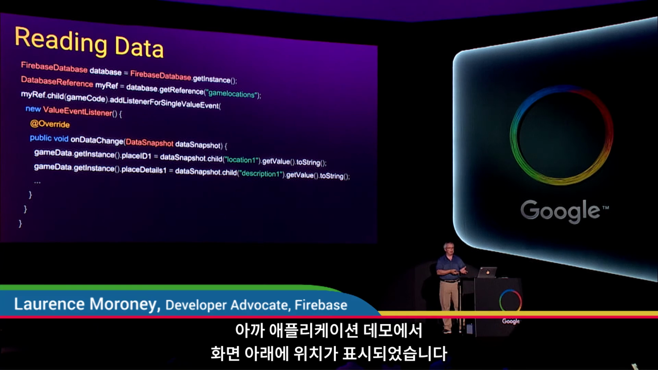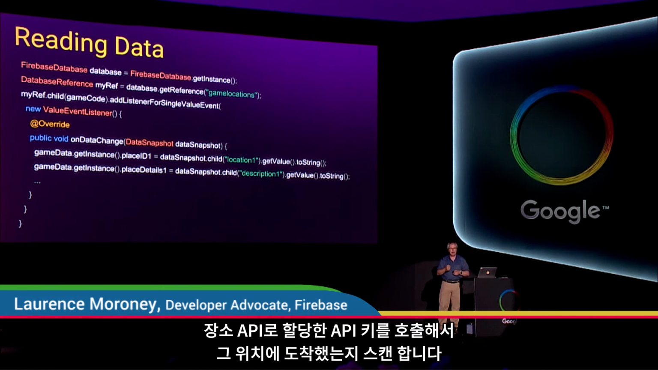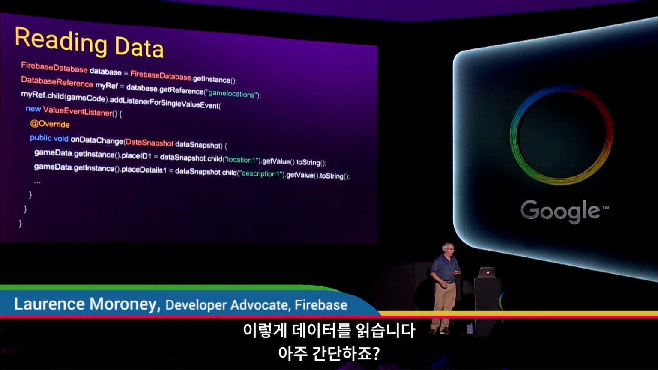So using it in my application, as you saw when I was demonstrating it, it showed the location at the bottom of the screen, and then for the Places API key for that specific location, I can use the Places API, call that, and ask it, am I at this location, yes or no? And as a result, this is all I have to do to read my data. It's pretty simple, right? Pretty straightforward.